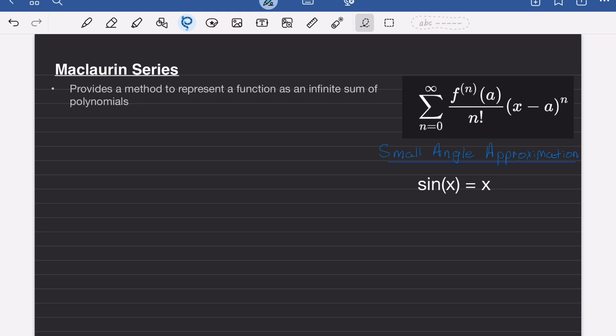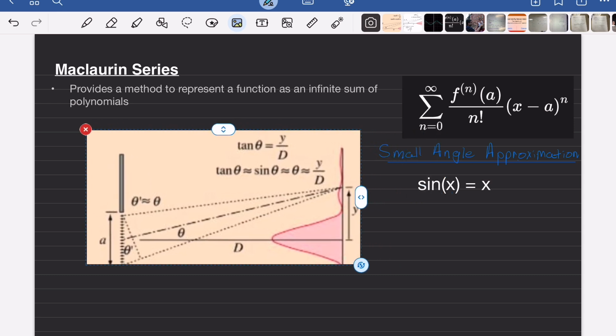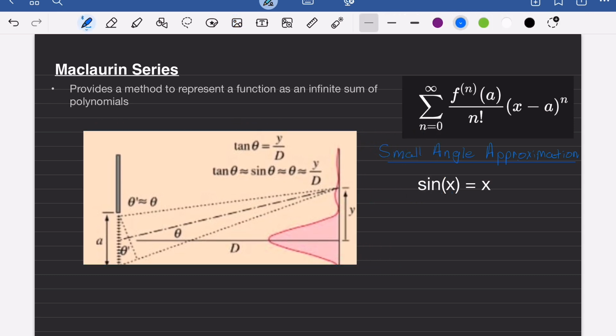And this has many applications outside of just computing sine of x in an easier way. For example, when you learn about diffraction, for example, single slit diffraction, the formula actually uses this sine of theta equals theta just to approximate it, because the angle theta is very small in these cases.